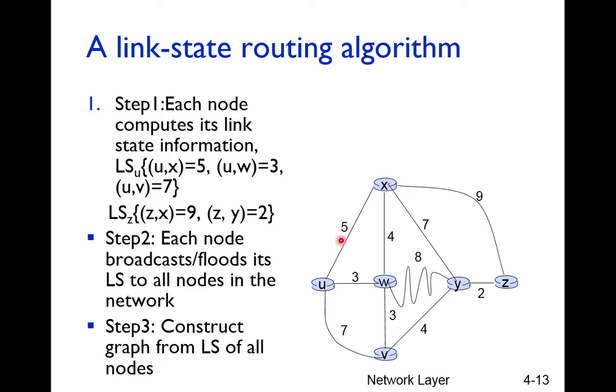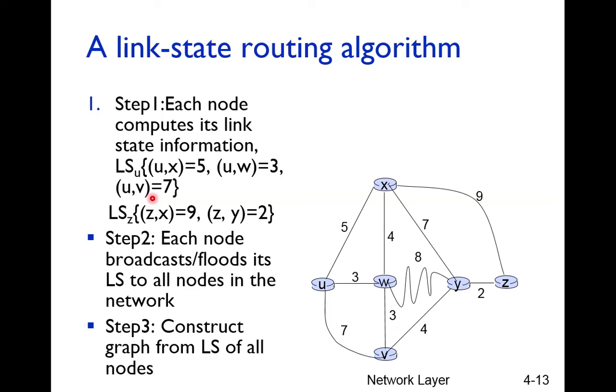So each node first has to compute its link state information. In a link state algorithm, the first step is that each node computes its link state information. So for example u, z, and similarly y will compute its link state information. It will contain yv cost 4, yw cost 8, yx cost 7, yz cost 2, and similarly for the others. So each node has to compute its link state information. This is the first step.